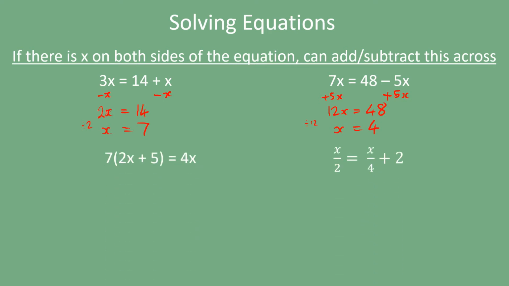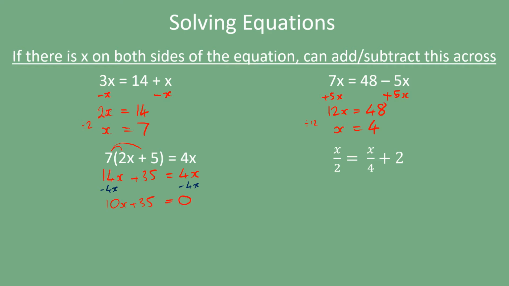Two more to think about. On the first one, we've got a case where we have to expand the bracket first. So let's do that. 7 times 2x is 14x, 7 times 5 is 35, and that leaves us with 4x. Again, we're going to want to get the x's on the left hand side. There's definitely a greater positive amount of x on the left side, so we're going to subtract 4x from each side. That'll give us 10x plus 35 equals 0.